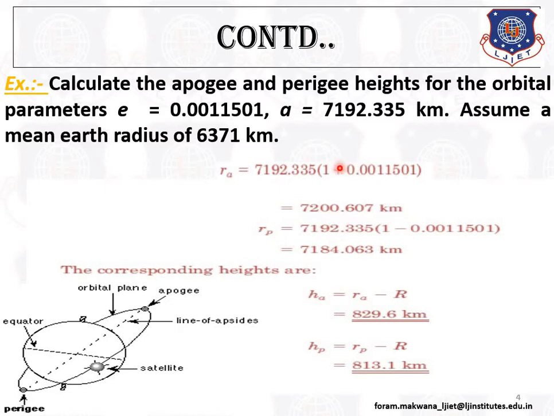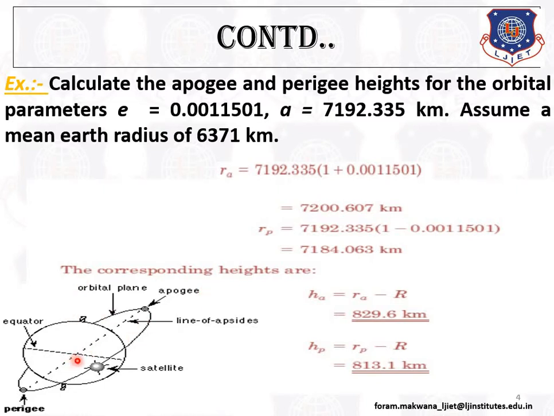Similarly, we can obtain the value of radius of perigee. Same formula, the only difference is that here the minus sign will be present: 7192.335 times (1 minus eccentricity), and you will get 7184.063 kilometer. So this is the value of radius of apogee, and this is the value of radius of perigee. Both have units in kilometer. Now we want to calculate the heights for apogee as well as for perigee.